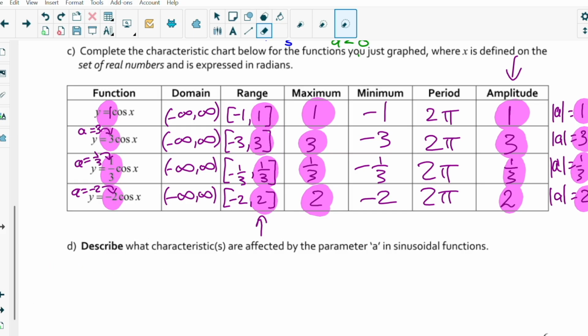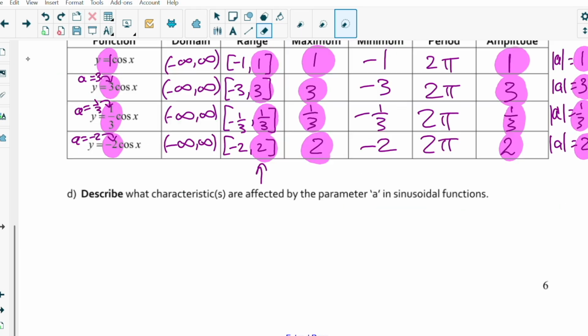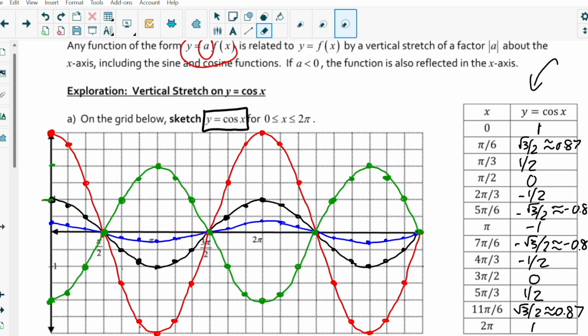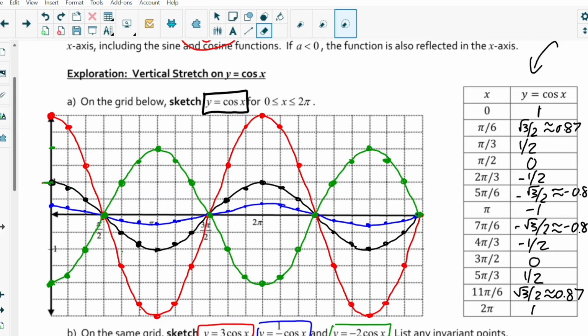Okay, let me read it out. Describe what characteristics are affected by the parameter A in the sinusoidal function. So A affects the amplitude of the function by vertically stretching the graph about the x-axis, and that's what we saw in this series of graphs here, right? We saw the vertical stretch clearly happening, right, folks? So the A value affects the amplitude of the function by vertically stretching the graph about the x-axis.